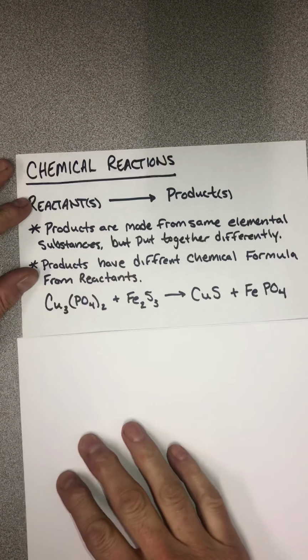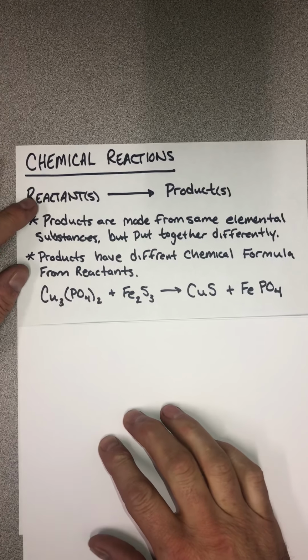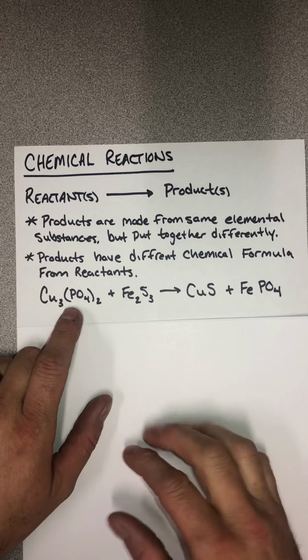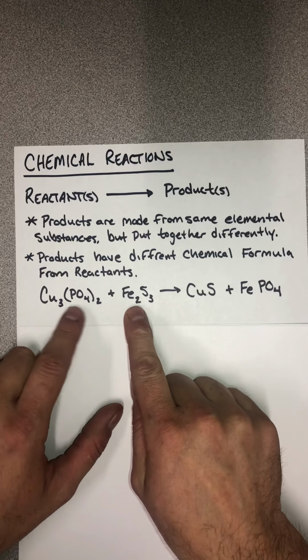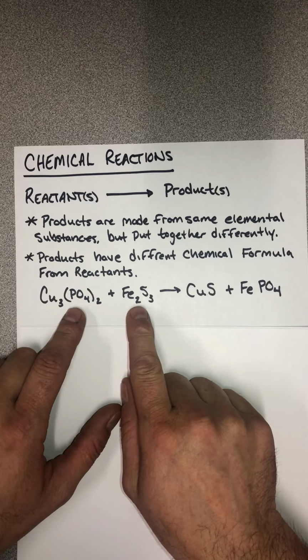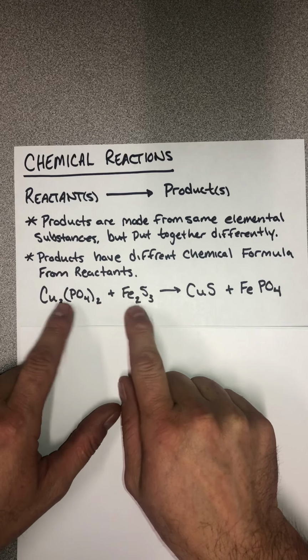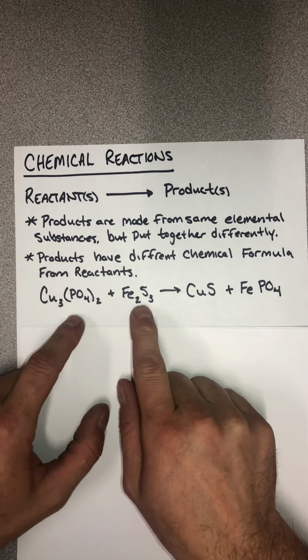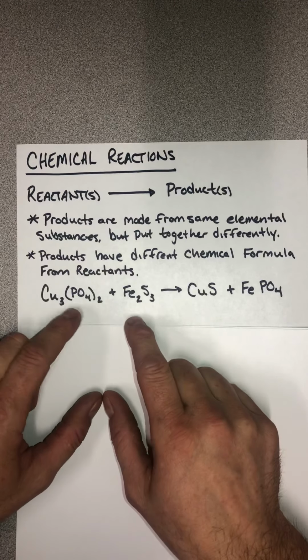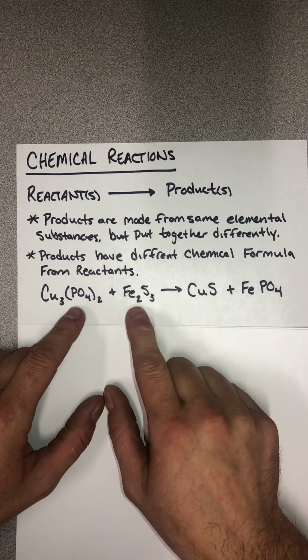So here's a chemical equation written out. And here we have reactant compounds of copper(II) phosphate and iron(III) sulfide. These don't always have to be compounds as reactants. They can just be elemental substances, but mostly we'll see them as compounds.